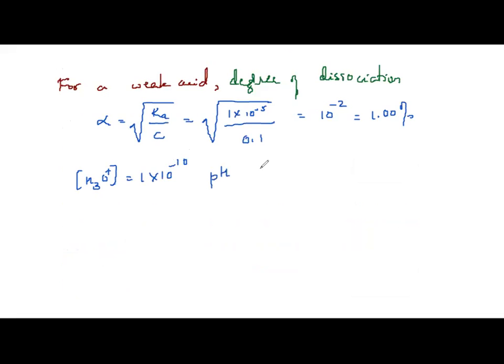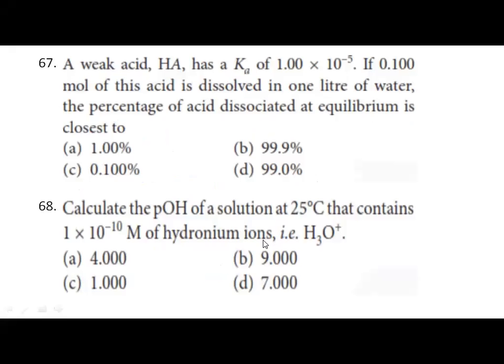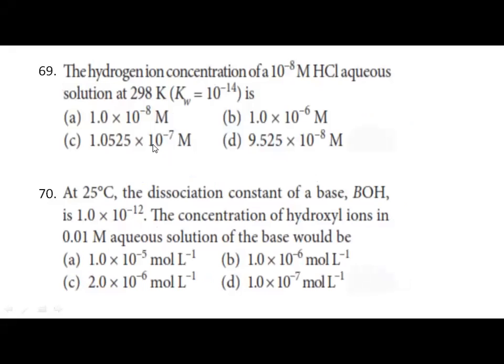Therefore, what will be pH? pH will be equal to 10, because 10 raised to minus 10. At 25 degrees Celsius, we know that pH plus pOH is equal to pKw and that is equal to what? That is equal to 14. Therefore, find the pOH. 14 minus 10, that comes out to 4. So what is the pOH of the solution? It is 4. So which is the correct option in our question? The correct option is option A. It is 4. Next question.